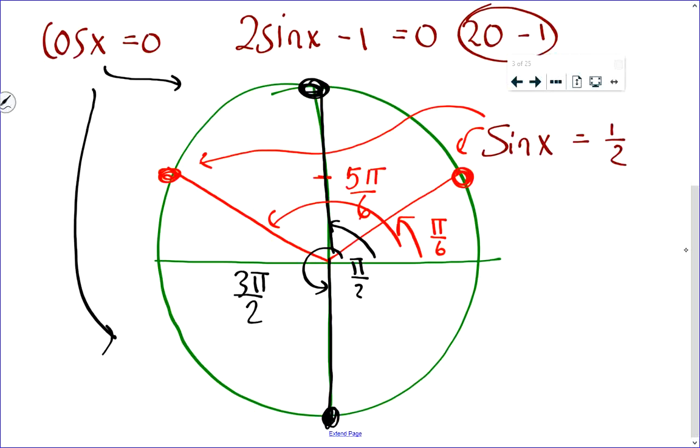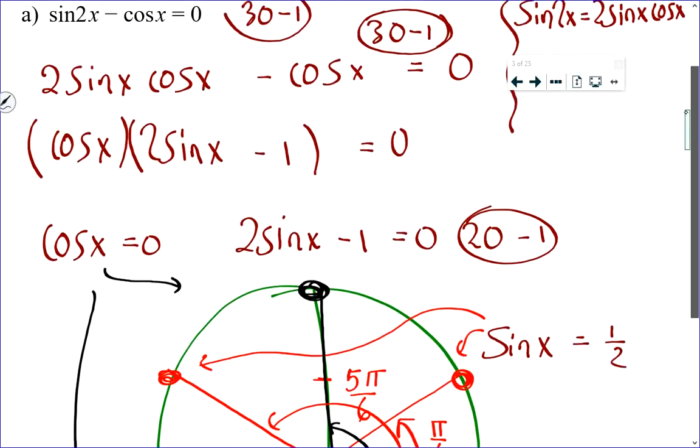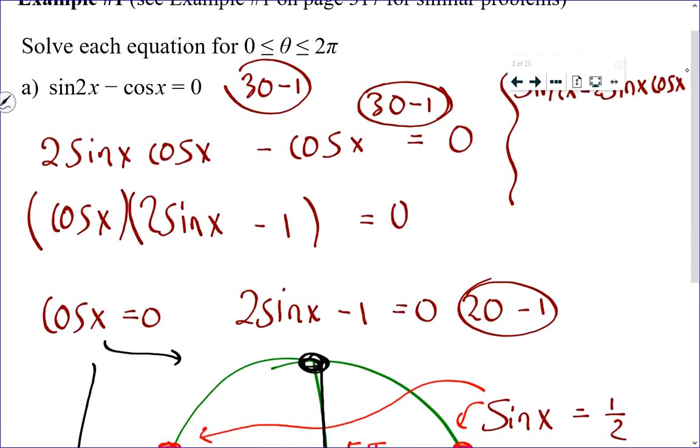I mean, if I were marking it, I would go, yeah, they know what they're doing. I'd give you the marks. But you never know what the people in Edmonton are going to say. Those are your 4 solutions: pi over 6, 5 pi over 6, pi over 2, 3 pi over 2. So what we did was we used an identity to change it from an equation that we couldn't solve to an equation we already knew how to solve. Any questions with that first example?